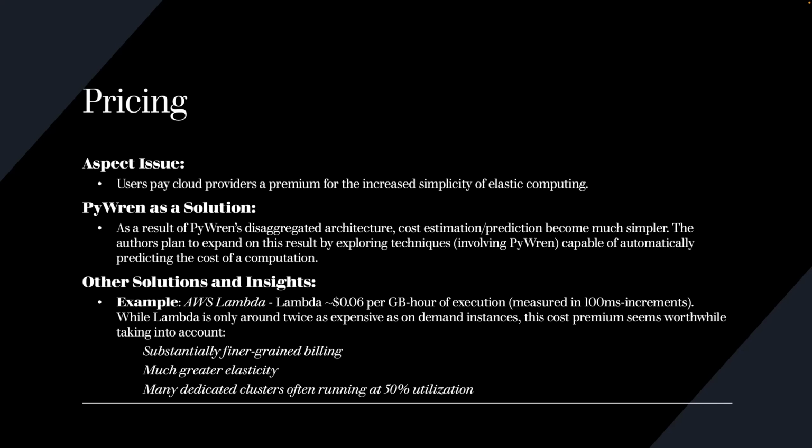Pricing. Current cloud providers force users to pay a premium for elastic computing. With advantages including simplicity, substantially finer-grained billing, and higher resource utilization, this premium may seem worthwhile to some. However, pricing for on-demand or hourly instances of AWS Lambda can vary greatly and can be harder to understand. So as a solution, the authors draw attention to PyWren's disaggregated architecture. A benefit of this type of architecture is much simpler cost estimation and prediction. In the near future, the authors hope to develop a way to automatically predict the cost of computations using PyWren.